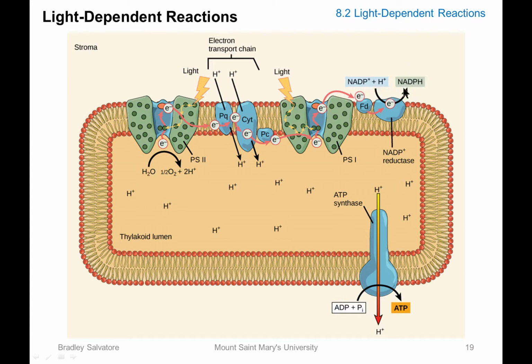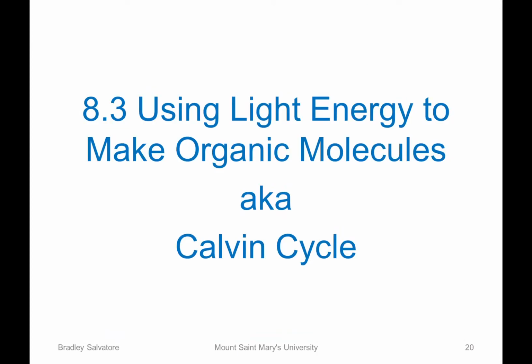NADPH and ATP, these are energy molecules. They have successfully taken light energy and converted it into bonds of an organic compound in the form of chemical energy. They will be used to make sugar precursors, or essentially to form glucose down the line in the Calvin cycle. We will talk about that in 8.3.